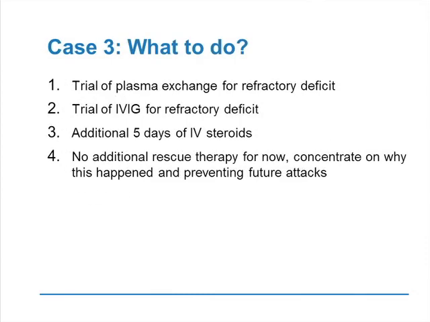So here are our options of what to do. Number one, a trial of plasma exchange for a refractory deficit of vision. Number two, trial of IVIG for refractory deficit. Both of those treatments, plasma exchange and IVIG, do have some evidence that they help in patients with refractory deficits. Choice 3, additional 5 days of IV steroids. Choice 4, no additional rescue therapy for now. Concentrate on why this happened and preventing future attacks.